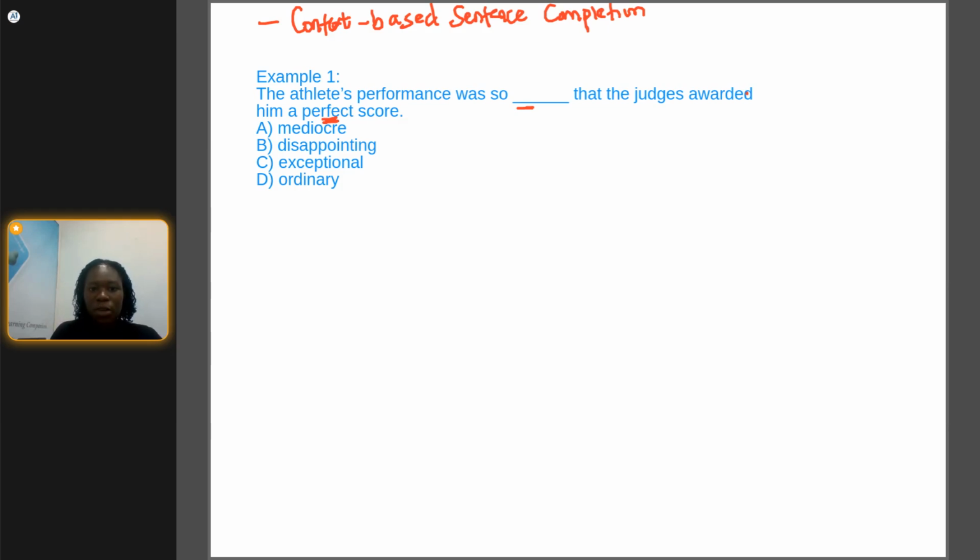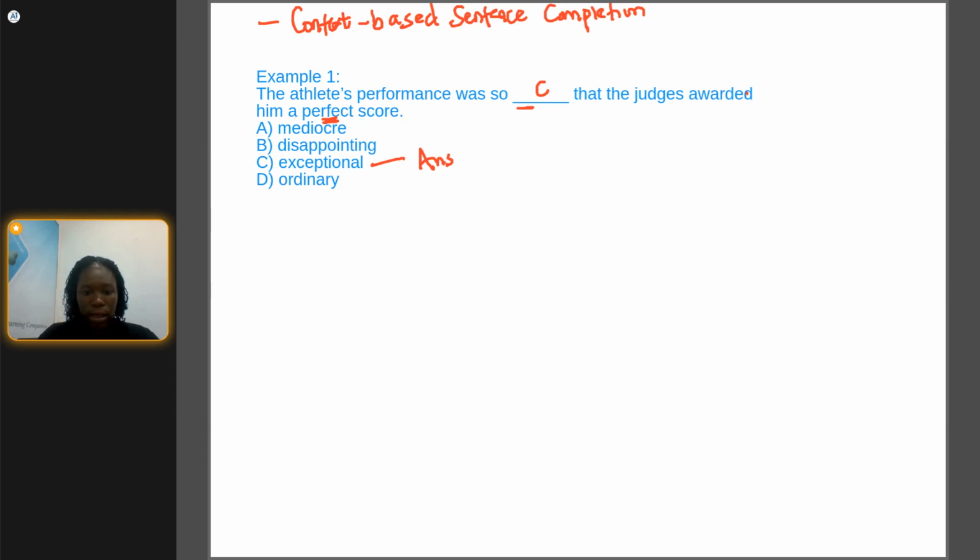okay, so what do we fill this in? Looking at these options and looking at our context clue, it means what? It means that exceptional is our answer, because mediocre does not fit in this context, disappointing does not fit in this context, ordinary does not fit in this context, only exceptional fits this context. So we have option C as the most appropriate option for this word. Let's look at the second example.